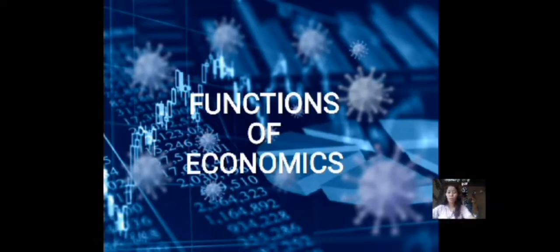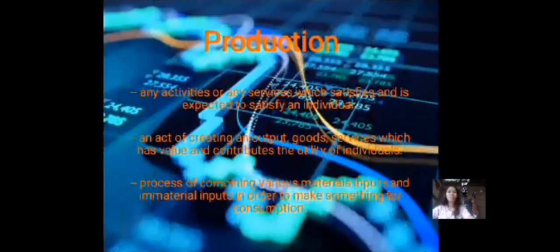We all know that economics is the social science that studies the production, distribution, and consumption of goods and services. Now, let us study the functions of economics. The first function is production. Any activities or any services which satisfies and is expected to satisfy an individual.